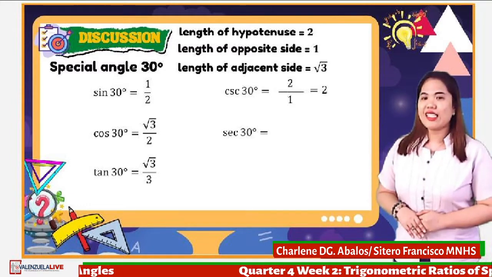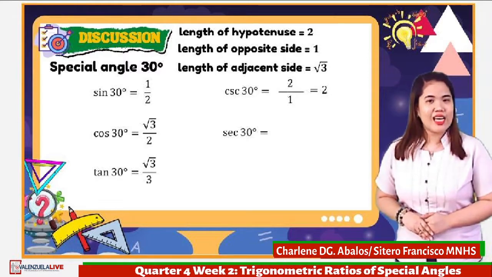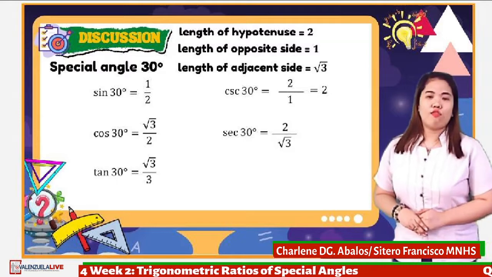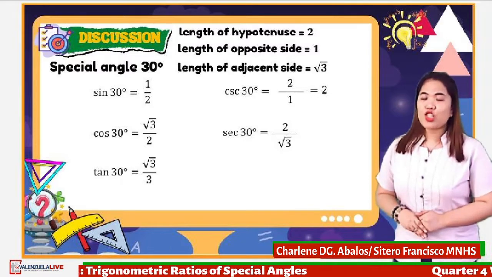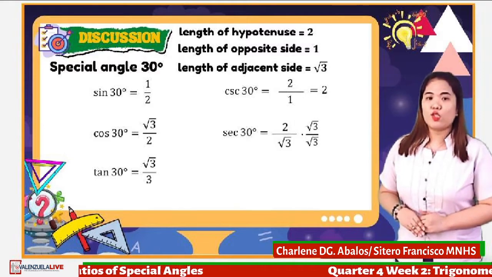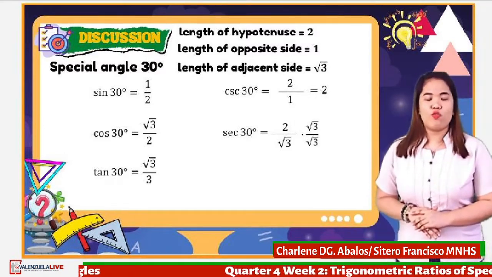Secant 30 degrees is the reciprocal of cosine 30 degrees, so it will be 2 over square root of 3. Rationalize by multiplying both sides of the ratio by square root of 3. It will be 2 square root of 3 over 3.